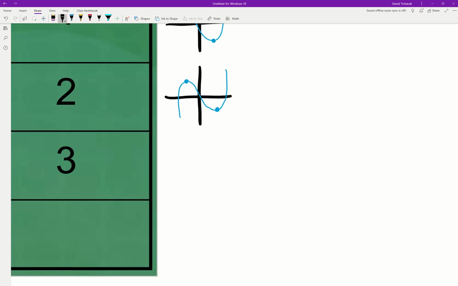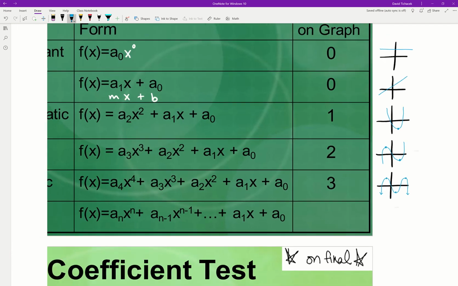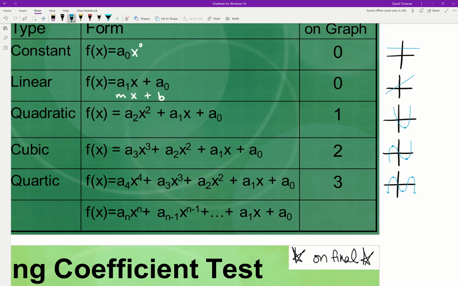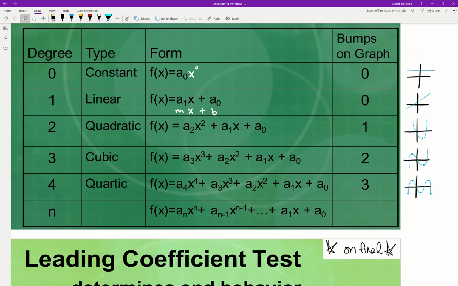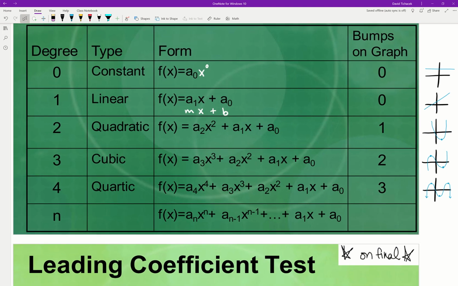For your quartic functions, your degree 4s, those would be ones where I have 1, 2, 3, 4. Again, because it's an even degree, we have end behavior that points in the same direction here, and I would have 1, 2, 3 turning points in that case, and the pattern continues. What I want us to notice here is the relationship between the degree of the polynomial and the number of turning points or bumps on the graph, okay?